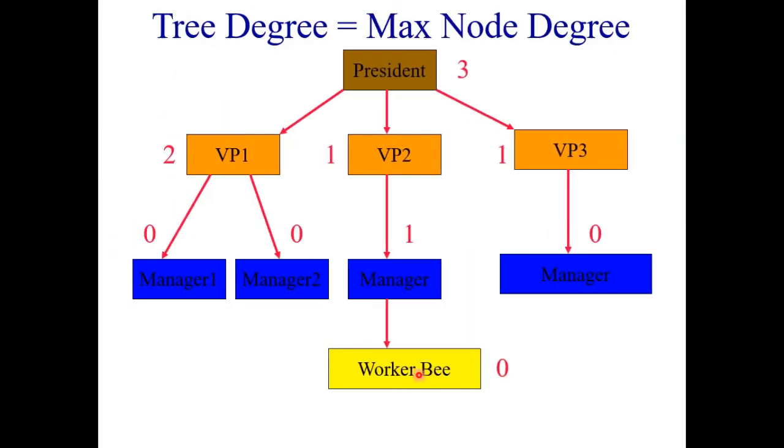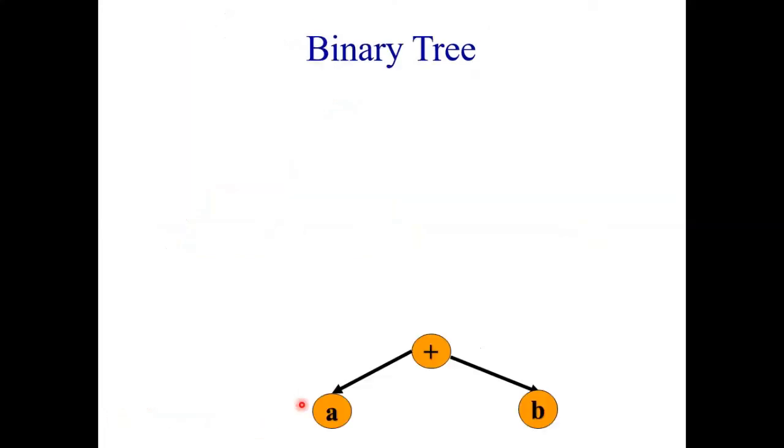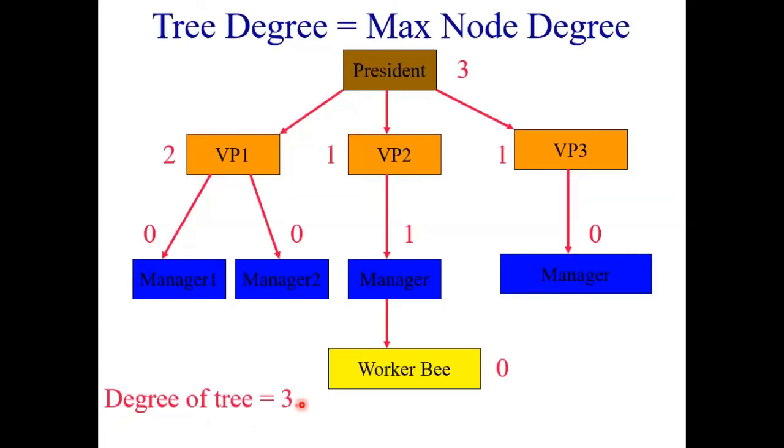Degree of a tree is the maximum node degree. What is the degree of a tree? Which node has the maximum number of children? Nothing but the maximum degree. What is the maximum degree here? 3. That will be the degree of a tree. The degree of a tree is 3 because the president has the highest degree, that is 3. So I hope you are clear with the terminologies.